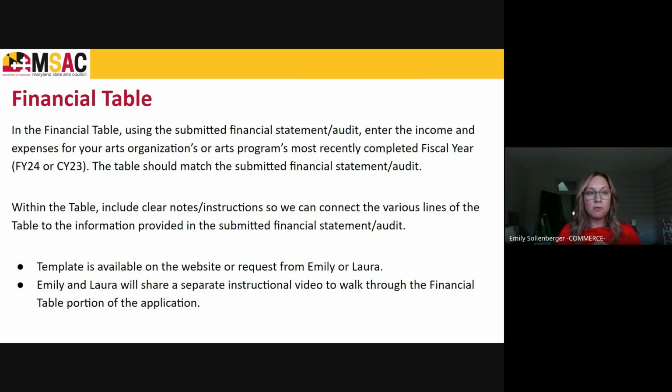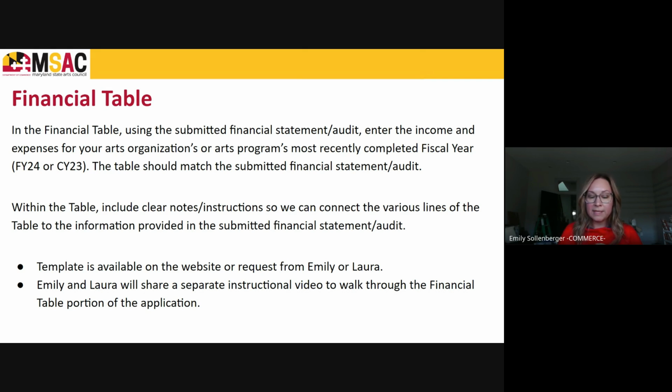So Laura mentioned earlier that we do have a template that's an Excel spreadsheet that's on the website right now, or you can request it from either one of us. We can send it to you in an email too, but really recommend looking at that to start your table in an Excel sheet, and then you can populate the table. A lot of times that works a little bit easier for folks that are working with maybe a fiscal officer or a treasurer or somebody external from applying for the grants. We've also developed an instructional video to walk through the financial table of the application too. So we will make sure you all have that as well.